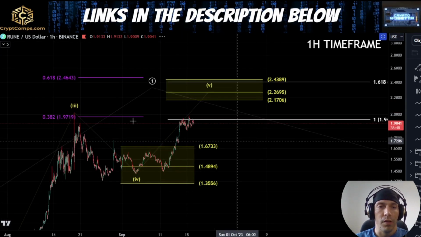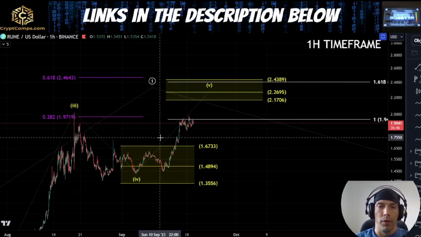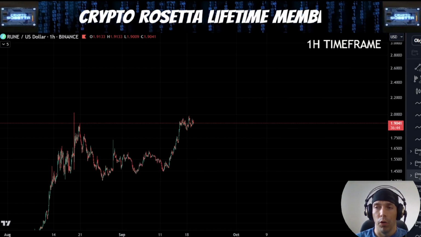So now within this idea, what I'm saying is that we have our 4th wave into here, and that we are currently working on this 5th wave.